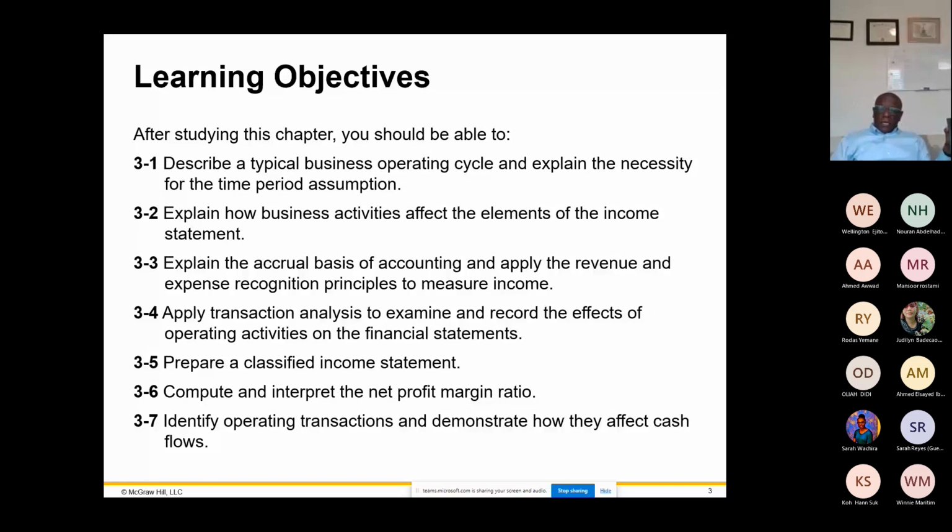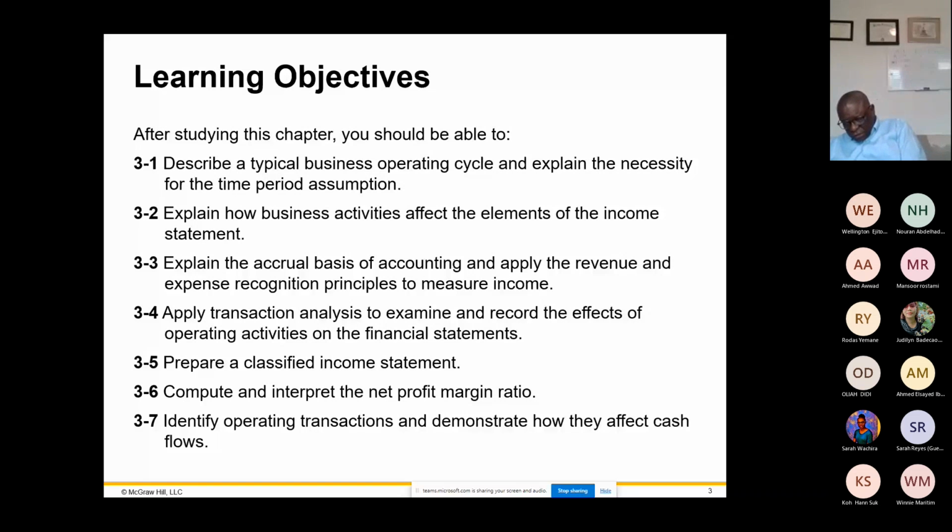We are going to describe a typical business operating cycle and explain the necessity for the time period assumption. But the typical business operating cycle is different from industry to industry. The manufacturing industry is different from trading. In trading, the operating cycle starts from when they buy the product, pay the vendors and suppliers, and then they sell. When they sell, they make money, and the cycle continues. It's just like a vicious cycle.